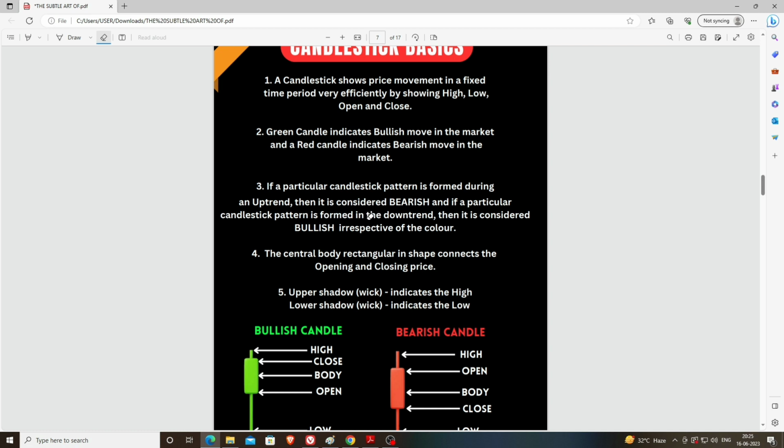And if a particular candlestick pattern is formed in the downtrend, then it is considered bullish, irrespective of the color. So as I have mentioned, whenever the price increases or decreases, on the basis of that the candlestick patterns are formed, and not on the basis of uptrend or downtrend.